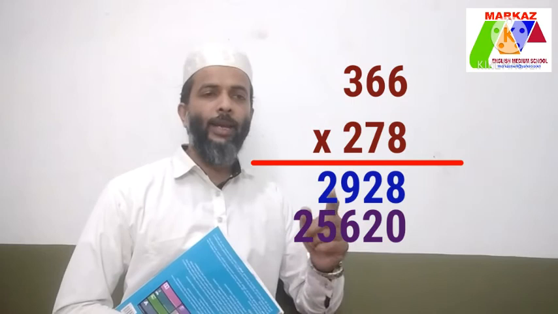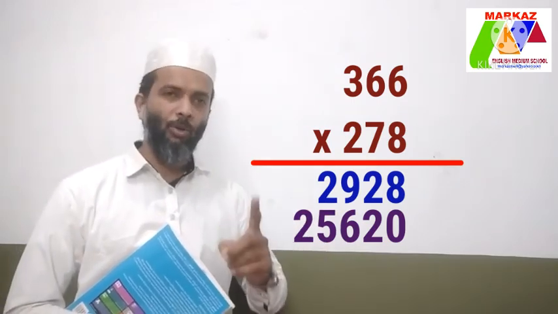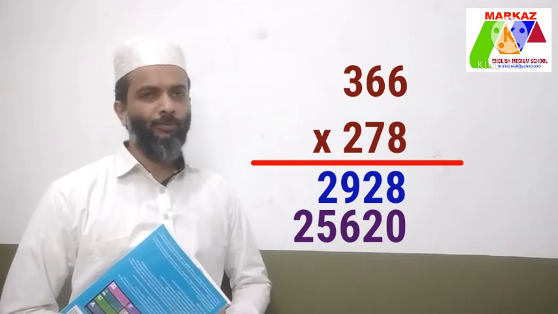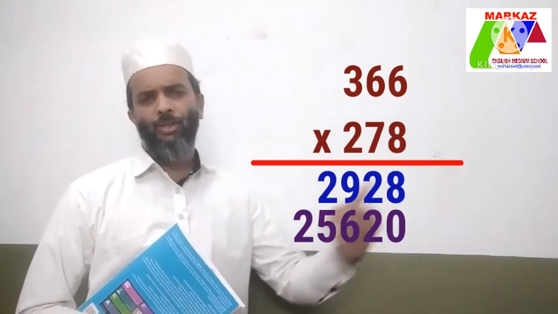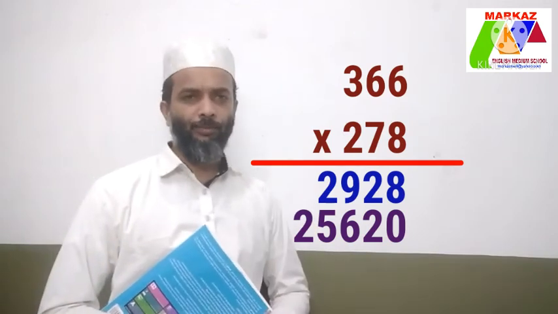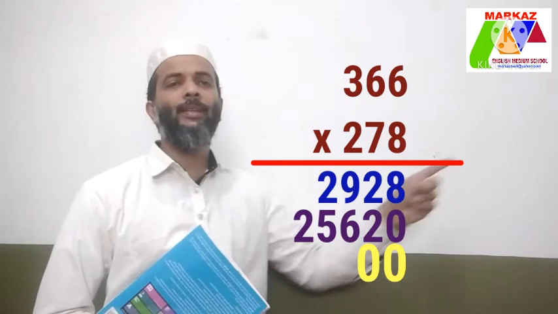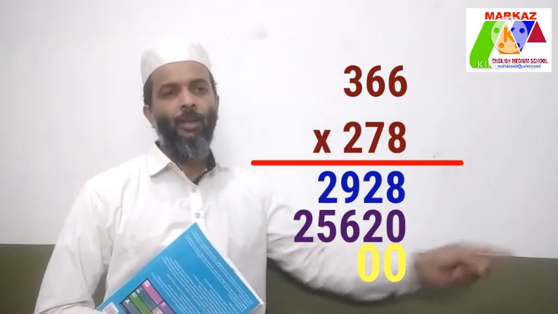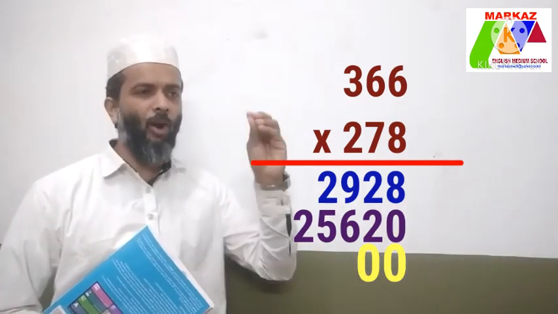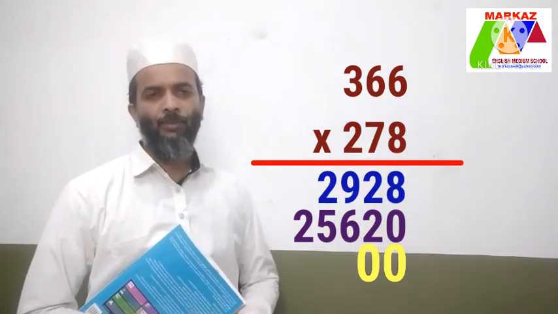2. 2 is in the 100 place. That means 200. Not 2, 200. 200 into 6 is equal to 1200. You have to write 00 in your ones and tens place. If you write like that, you will not make a mistake when adding your answers.